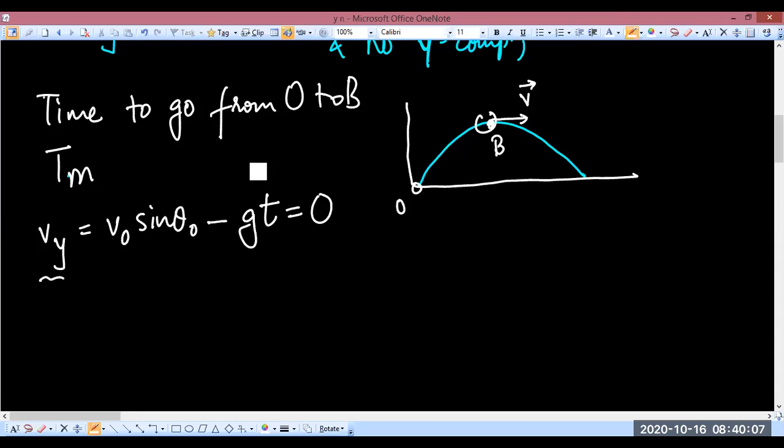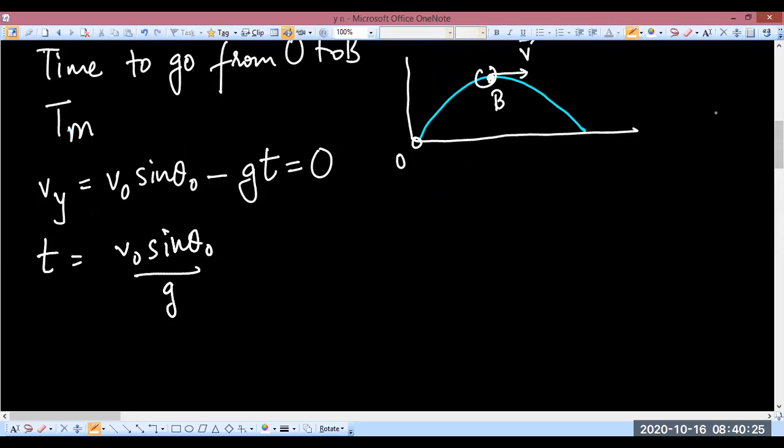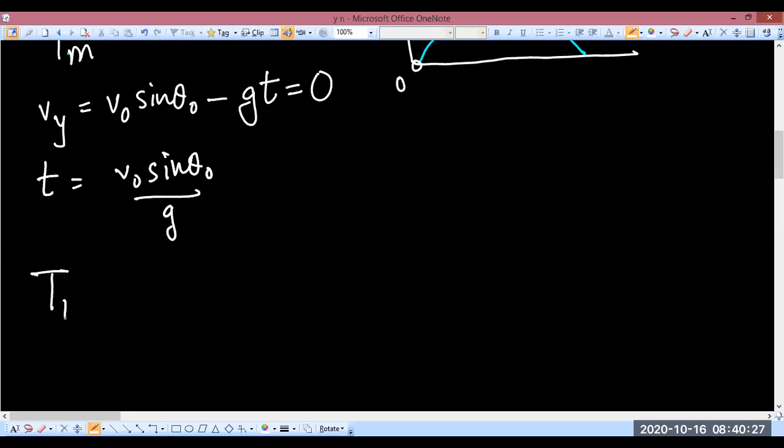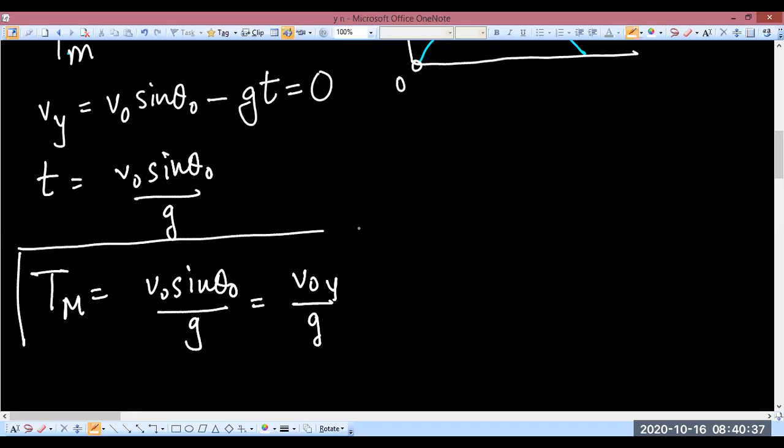So if you write Vy is V0 sine theta 0 minus GT and put it equal to 0, you'll get T is equal to, very simple calculation, V0 sine theta 0 by G. But this T is nothing but Tm, right? So the final answer is that Tm is equal to V0 sine theta 0 by G, or it is equal to V0y by G, right? So here is another important formula.